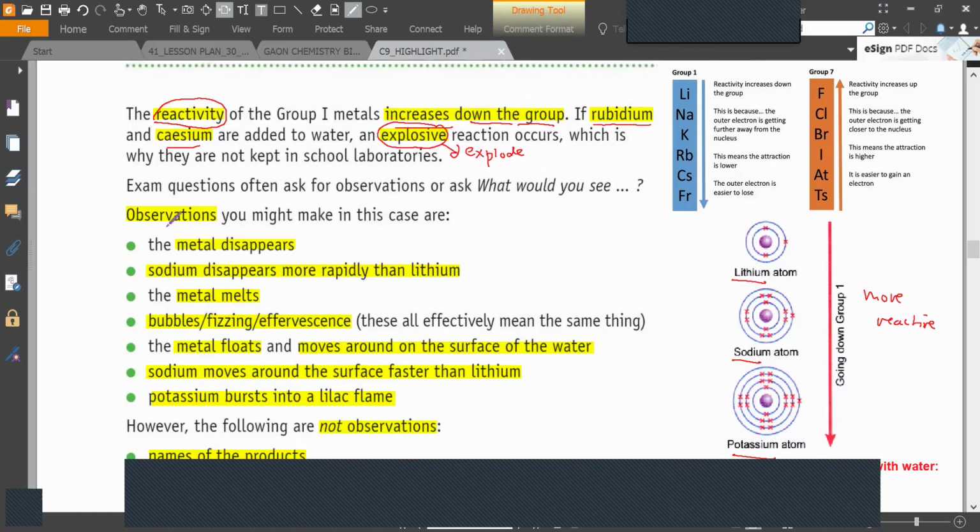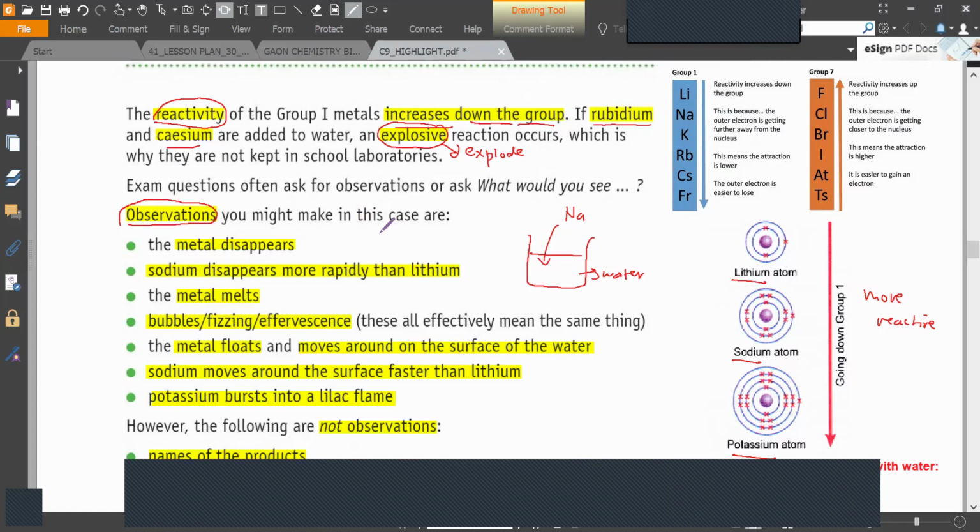What we will observe: let's say we have some water. We drop in a group 1 metal. So let's say we drop some sodium.